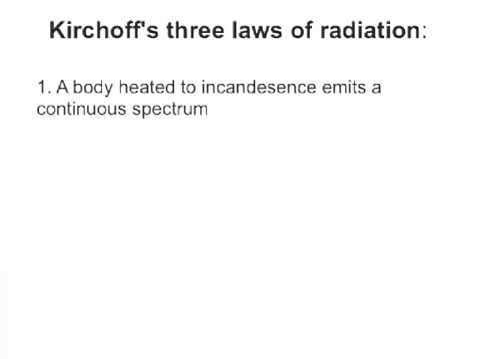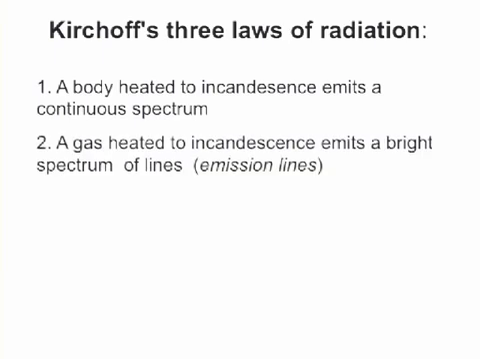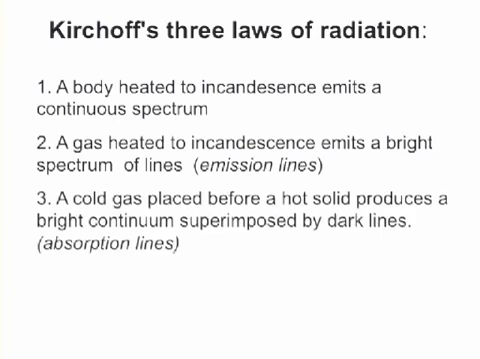A gas heated to incandescence emits a bright spectrum of lines, and we'll see that in a minute. But a cold gas placed in front of a hot solid produces dark lines. The solid produces this huge continuum, with dark lines superposed on it. That is more or less what we see in the sun. We see the hot sun illuminating cold gas in front of it, and that's why the sun has an enormous number of these lines. Okay.